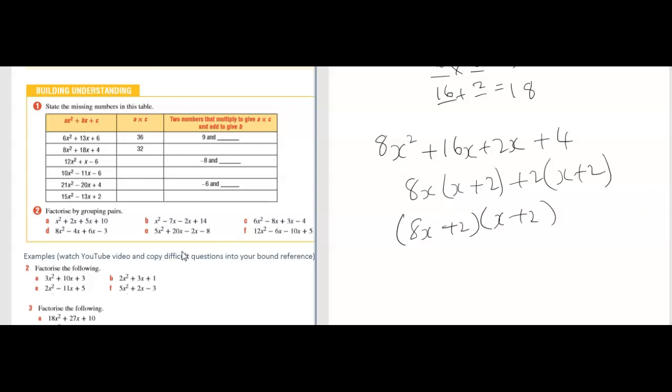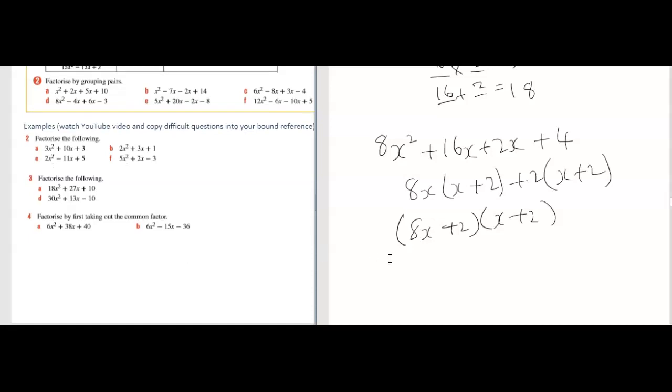All right, I'm not going to go through all of the building understanding because we've got quite a few questions here. So let's just scroll. So A got 3x squared plus 10x plus 3. Okay, so label them A, B, and C. So A times C is 3 times 3, which is 9. And what we want is 2 numbers when multiplied gives you 9, and when you add gives you 10. So I can already see that it's going to be 9 and 1. Okay, so it's a nice, easy one.